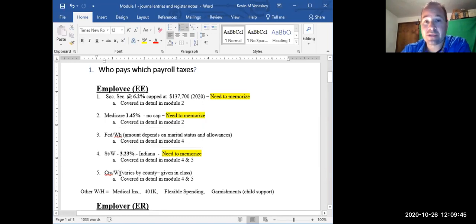The county withholdings, they do tax you that in Indiana. It's based on where you actually live. And so it's different per county. Every county is a little different. We'll look again into that when we get into Module 5.